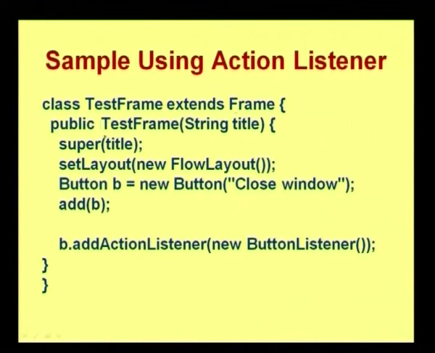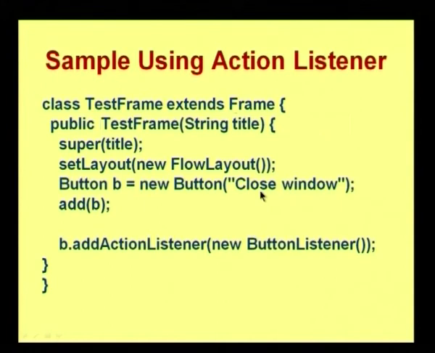So, public button test frame. This is the constructor, and here I am calling the base class constructor. I am setting the layout to be the flow layout, and then I have a button in that. In that button, I have created a button with the instruction, that is the action command.